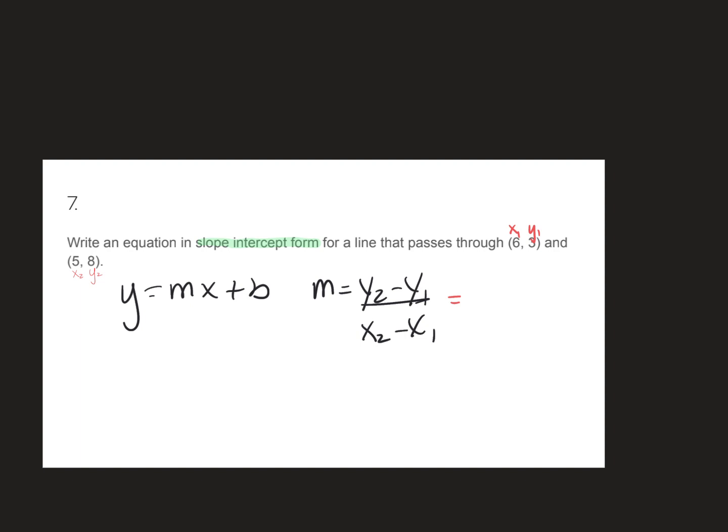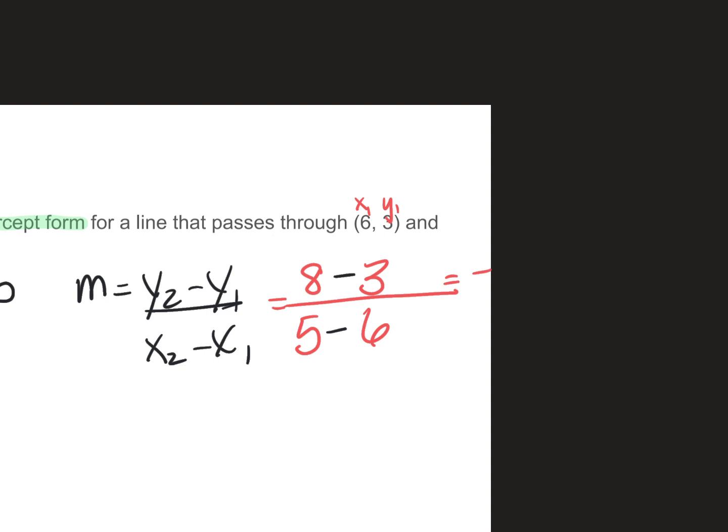So y2 is 8. x2 is 5. Remember, ordered pairs need to be on top of each other. Always subtraction. Plug in your other point. So the y is 3, the x is 6. And again, I'm going to put this in alpha y equals. So pause the video, put it in your alpha y equals. So the slope of this line is -5.